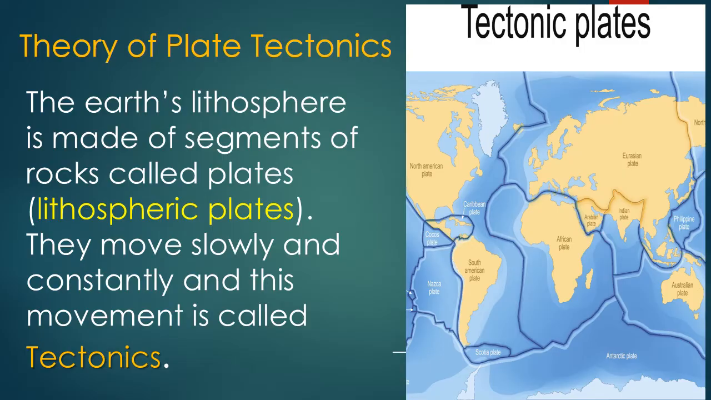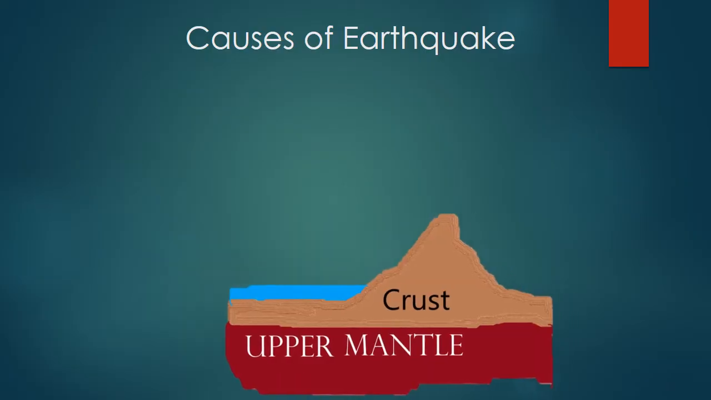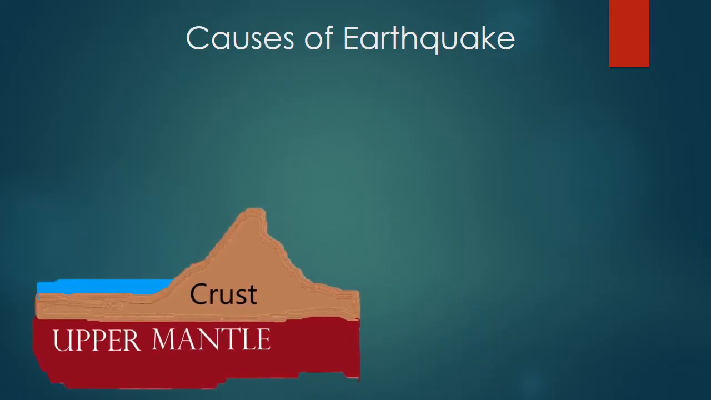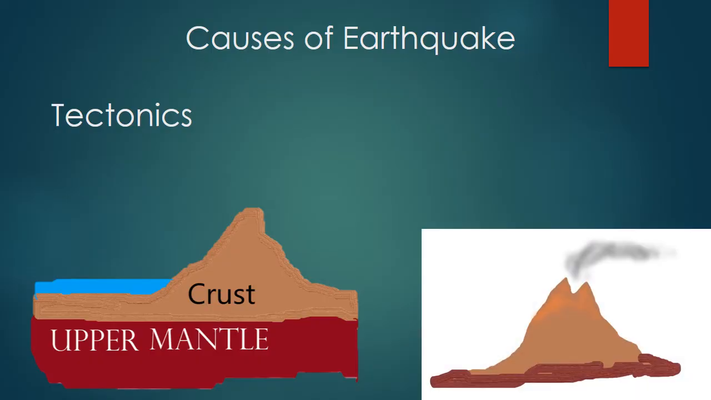They move slowly and constantly, and this movement is called tectonics. So from there we can distinguish the causes of earthquakes. When the earthquake is brought by the movement of plates, the origin is said to be tectonic. But when it is caused by a volcanic eruption, the earthquake is said to be volcanic in origin.